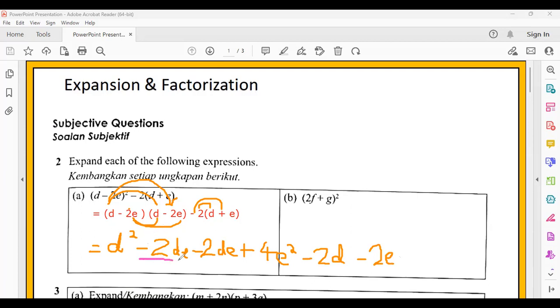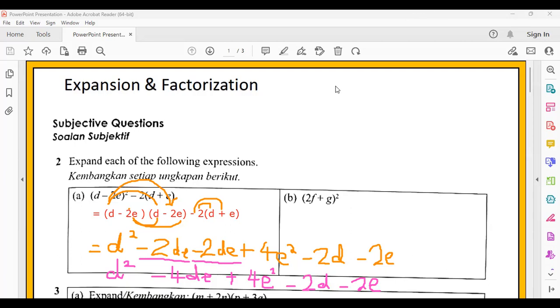Okay? Negative 2de minus 2de will give you negative 4de. Okay, and then don't forget the d squared is here. And then plus 4e squared. So you just keep it. You can't do anything. 4e squared. And then minus 2d. Also, you can't do anything. There's no 2d elsewhere. Minus 2e. That's it. It looks really long. It looks really confusing. But this is your answer.